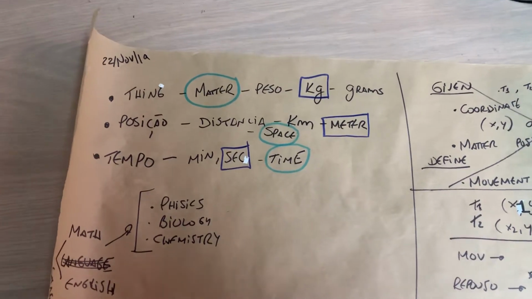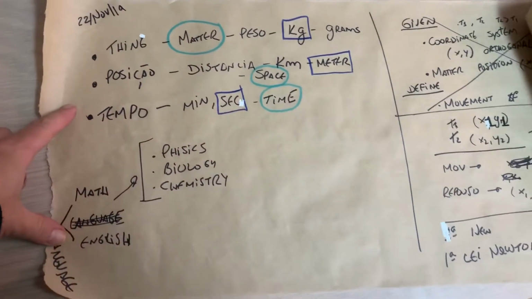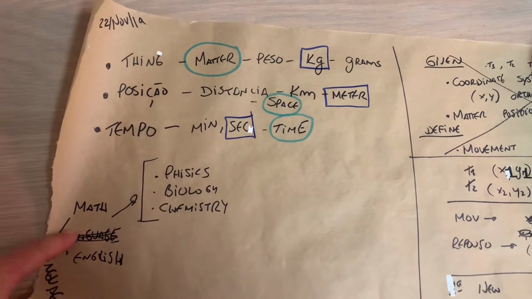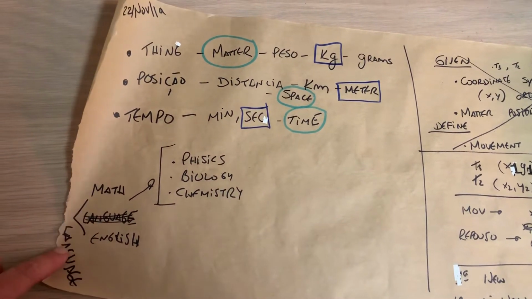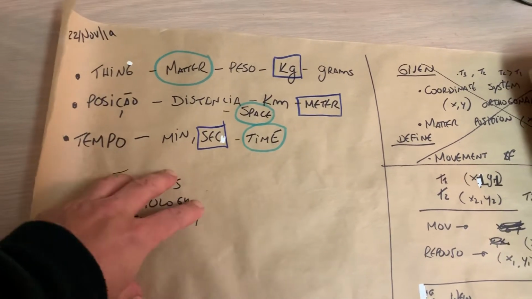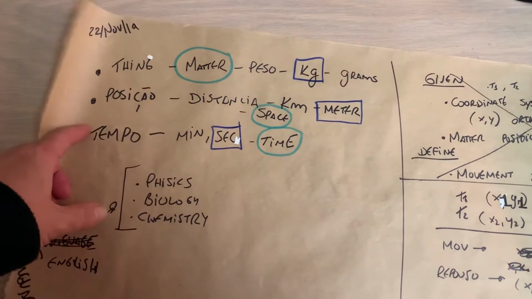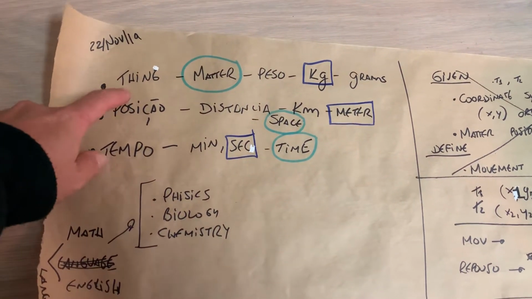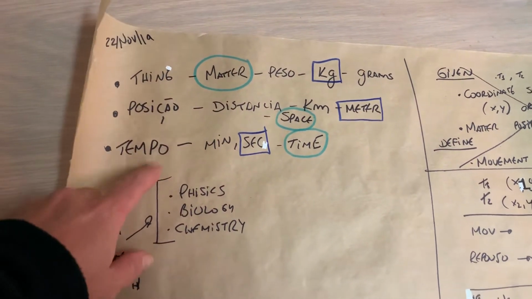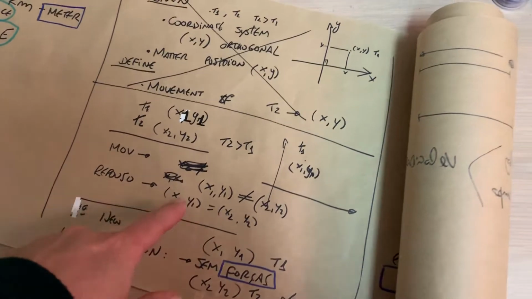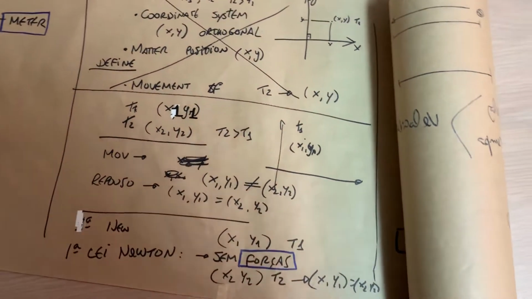Today, Camila and I studied physics. So I explained that math and English are languages, they are the foundations of science, and the difference between things: position, distance, and time. Then we talked about how you can represent that in math, like x and y at t0, t1.